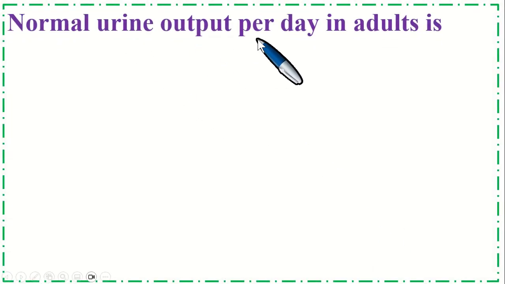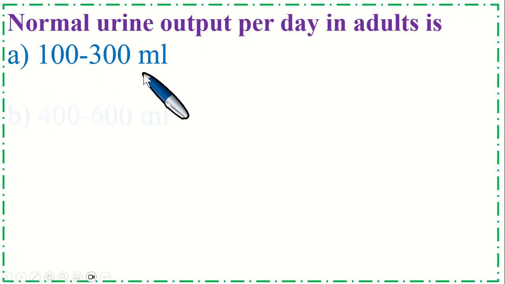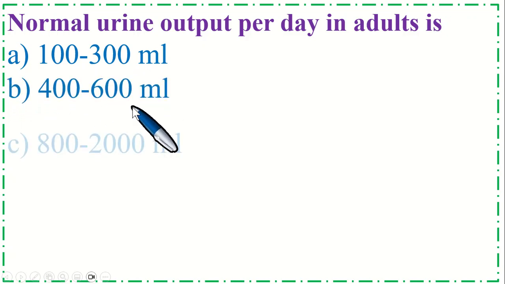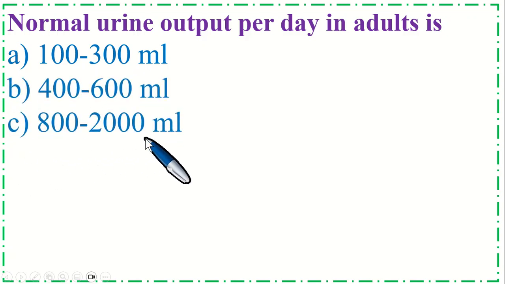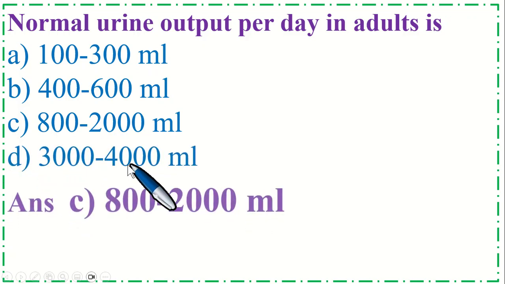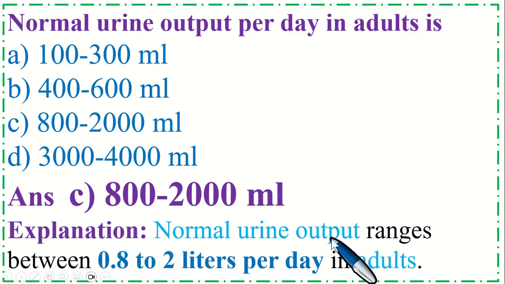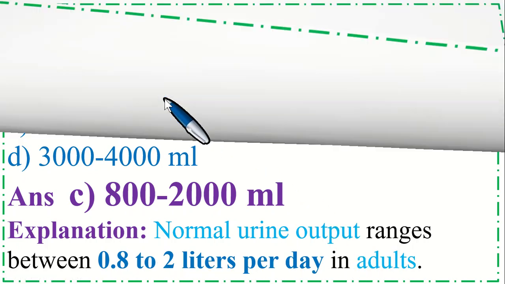Normal urine output per day in adults is option A 100 to 300 ml, B 400 to 600 ml, C 800 to 2000 ml, and option D 3000 to 4000 ml. So the correct option is C, 800 to 2000 ml. Normal urine output ranges between 0.8 to 2 liters per day in adults.